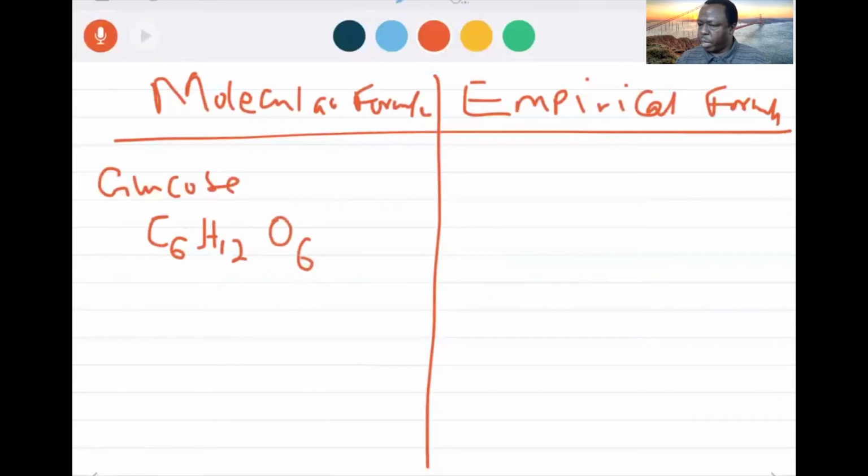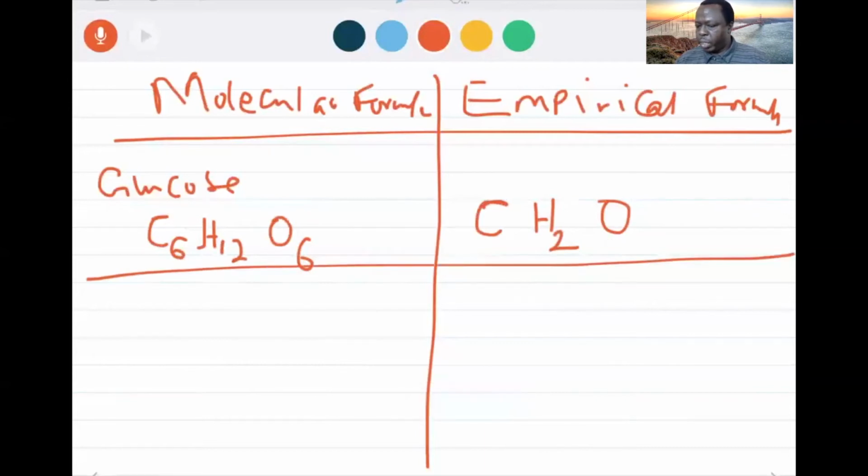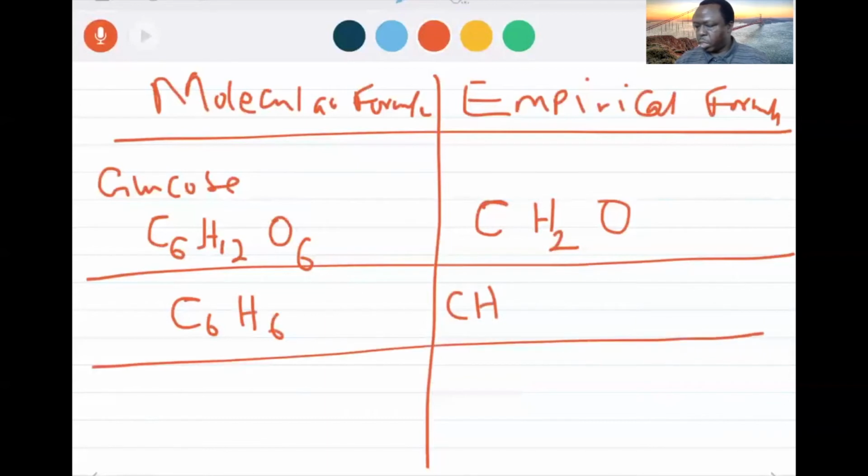Its empirical formula is CH2O. What happened is I divided everywhere by 6. Six divided by 6 gives me 1, 12 divided by 6 gives me 2, 6 divided by 6 gives me 1. So this is the empirical formula of glucose. I can have benzene, C6H6, and its empirical formula is CH. That's an example of empirical formula, dividing all subscripts by 6.